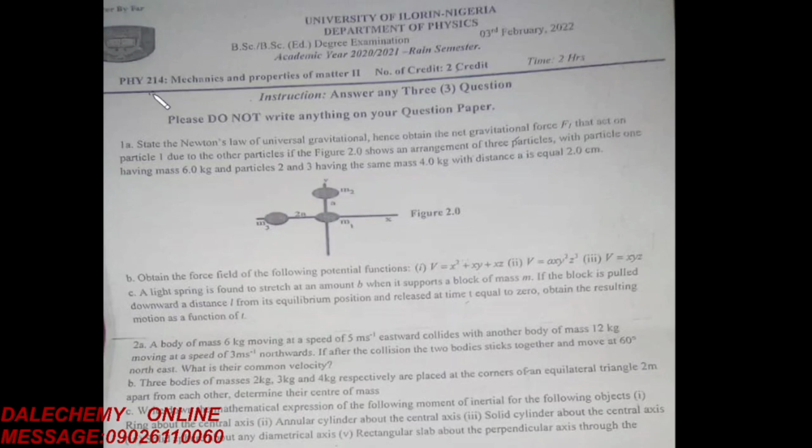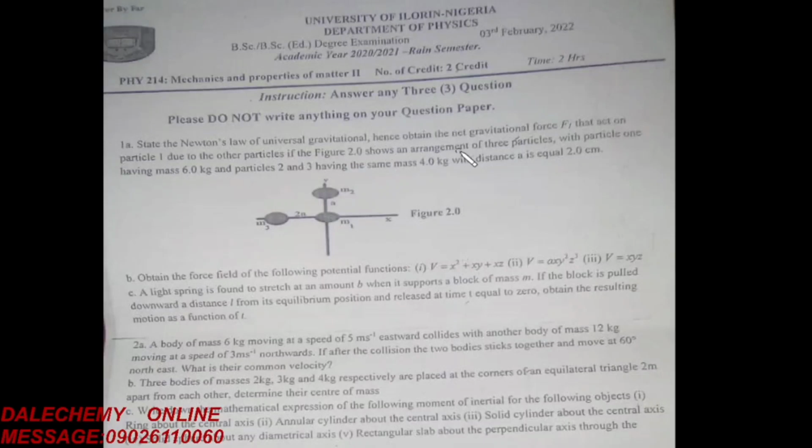In this video I'm going to provide a solution to the Physics 214 2020-2021 past question. The first question says that you should state Newton's law of universal gravitation. You have to state the law normally as it is given in the material. The force of attraction between two bodies of mass m1 and m2 is directly proportional to the product of their masses and inversely proportional to the square of the distance between them. So that's all for the first one.